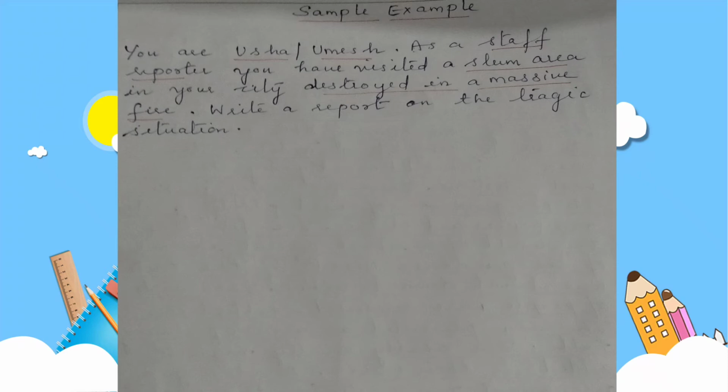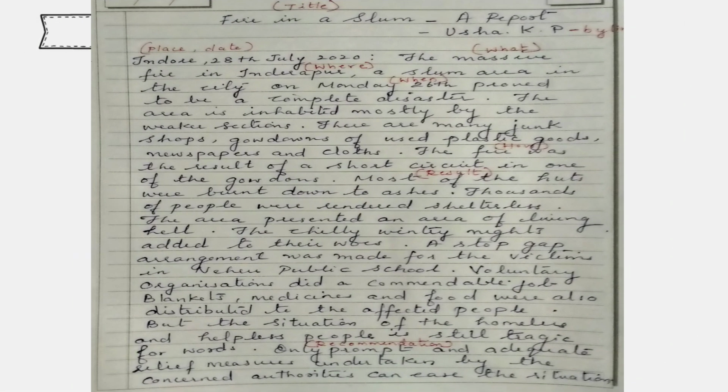And where did this incident take place? It's in a slum area in the city. And what happened? It was destroyed in a massive fire. So a few value points have already been given in the example. Now let us see how to write a report and how to include all the value points mentioned earlier.